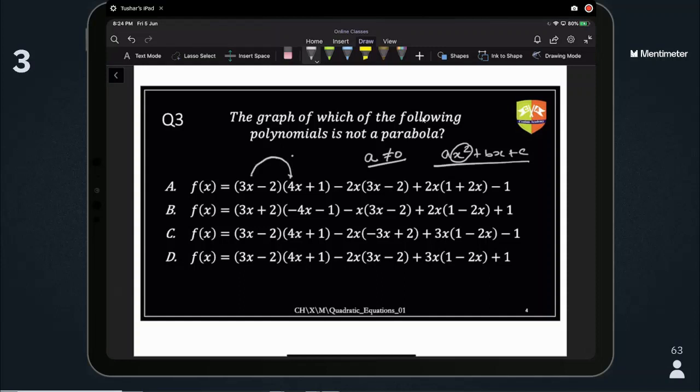3x times 4x is 12x square. Here, minus 2x and 3x is minus 6x square. And here it is 4x square. Clearly this is not adding up to zero. So this is ruled out, right?